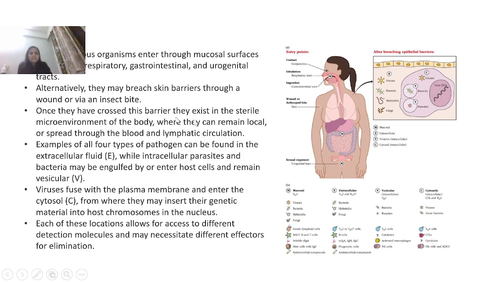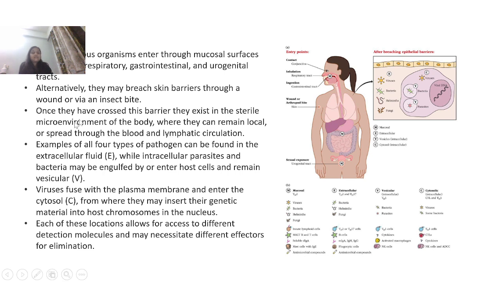So here you can see most infectious organisms enter through our mucosal surfaces, like the respiratory, gastrointestinal, and urogenital tracts. However, they may breach skin barriers through a wound or by an insect bite. Once they have crossed the barrier, they exist in the sterile microenvironment of the body, where they can remain local or can spread through the blood and lymphatic circulation, making it a systemic infection.